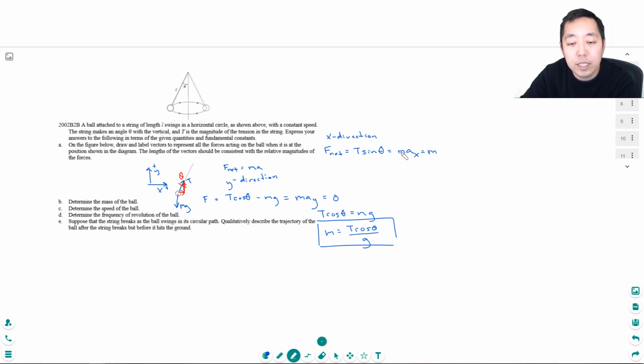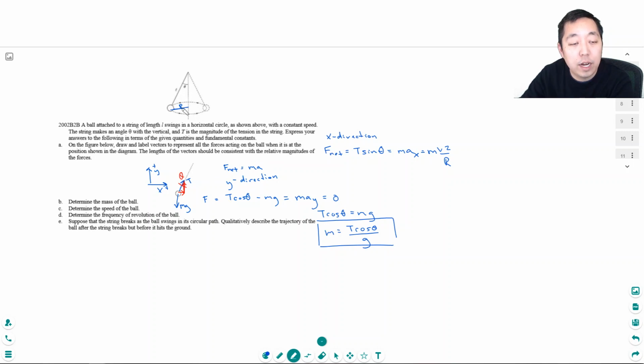Now, the acceleration in the x direction is centripetal acceleration, right? It's feeling a force directed towards the center, and it's going in a circle. So this is v squared over r, where r in this case would be the length. What is r? R is the radius of the circle that it's going around, right? This is r.